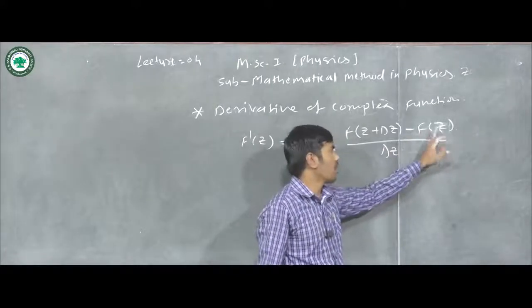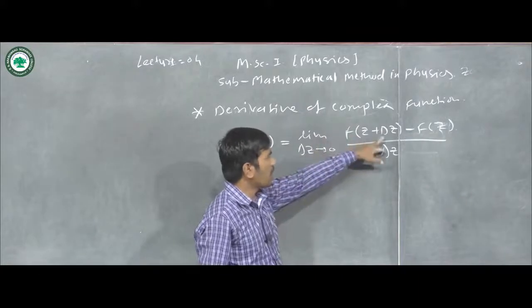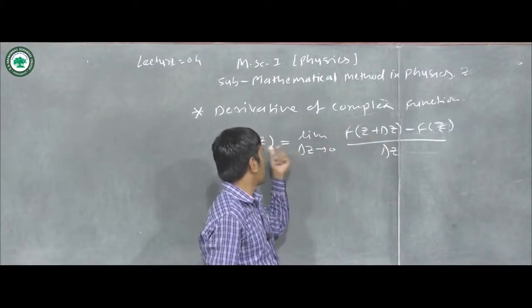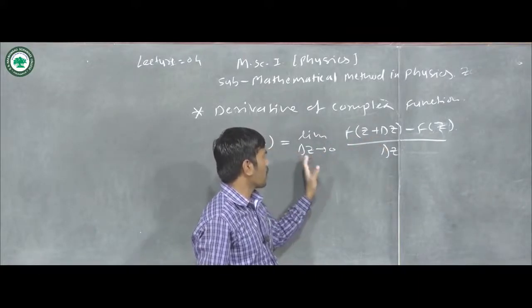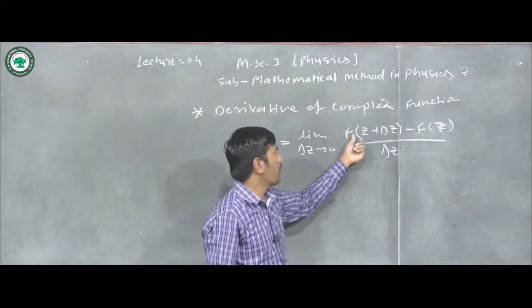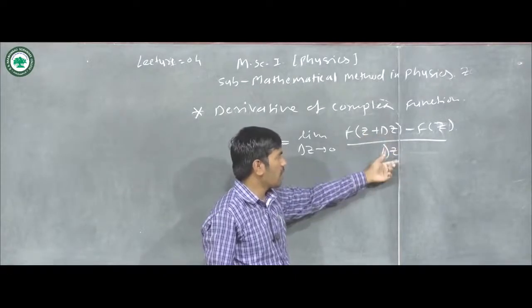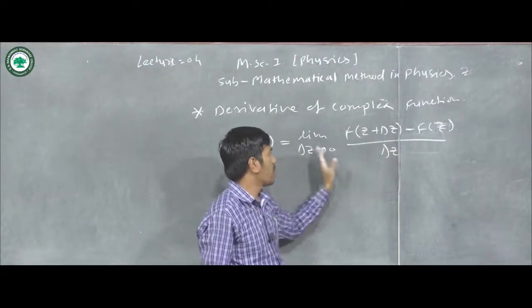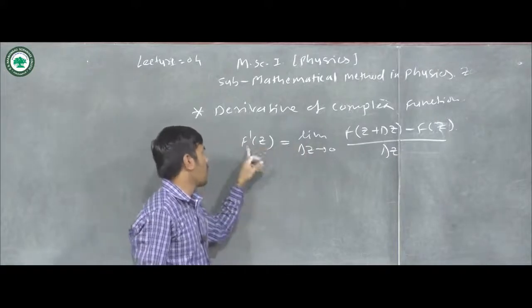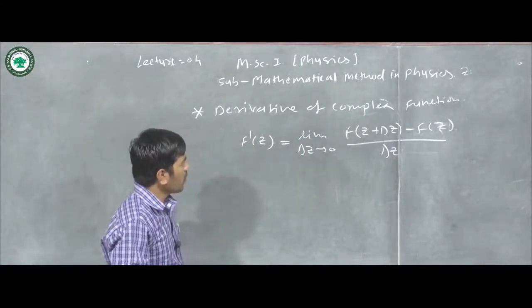Okay, f is a function, so this is a real function, and after changing z, that is this del z, a small change in z, we get f of z plus del z. It is divided by del z, and you apply the limit, so this is f prime z, like this.